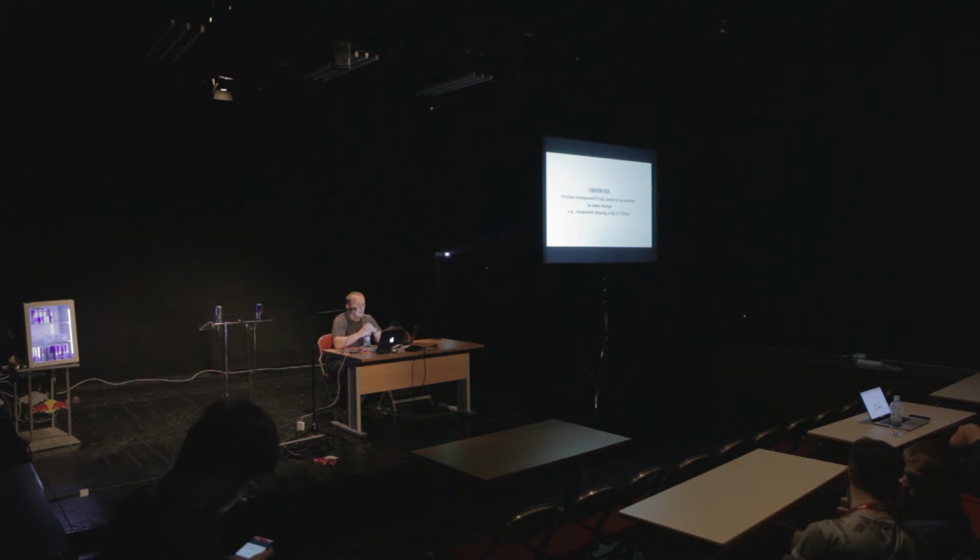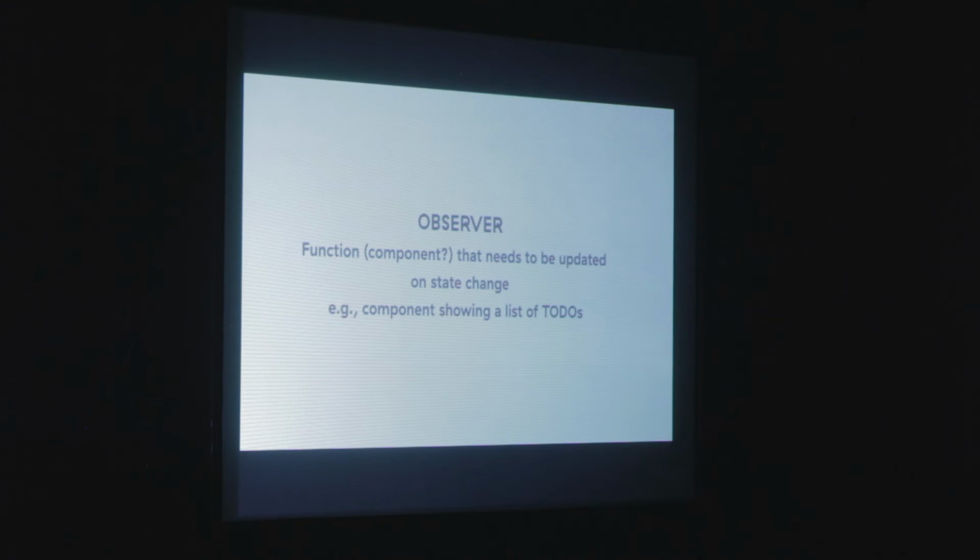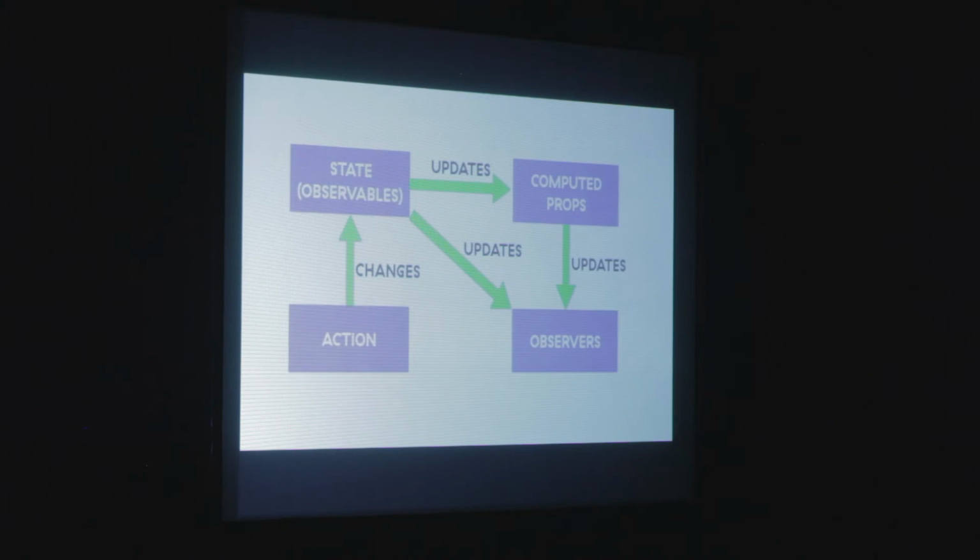And the fourth one is the observer. The observer is actually the thing that consumes your data. That would be a React component, or it can be anything. It can be any function that will be called when something relevant changes. And this is the flow: when an action happens, the state will be changed, which will trigger the updates in computed props, and based on the state changes and computed prop changes, the observers will be triggered.